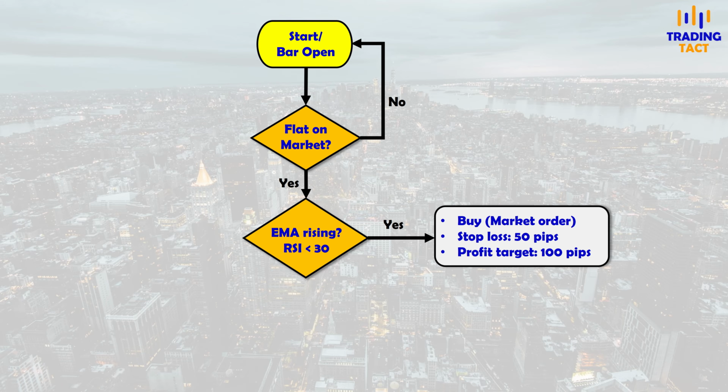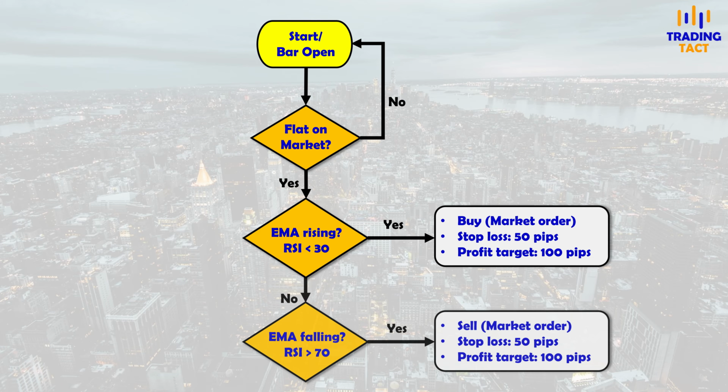If the EMA is rising and the RSI is below 30, I will go long at the market price, with the stop loss and profit target added. Repeat this for the short entries, just flip the conditions. Finally, if none of the entry conditions are met, the algorithm takes no action and waits for the next bar to open.